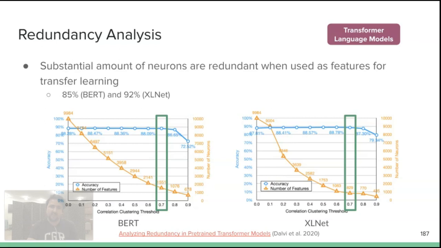Dalvi et al. showed that a significant amount of redundancy exists in these networks. They saw that if you remove 85% of the neurons in BERT or 92% in XLNet, it still maintains a decent amount of accuracy on several downstream tasks. And they made use of this observation in efficient feature learning, which we will be discussing later.